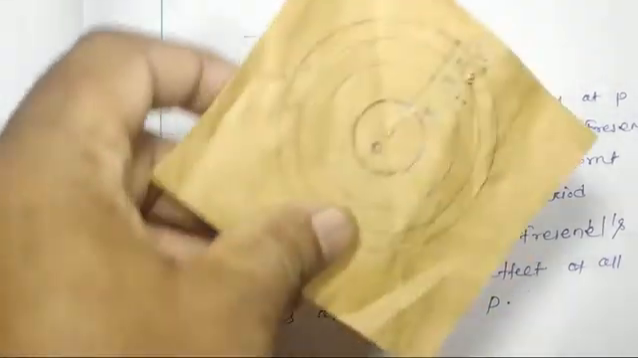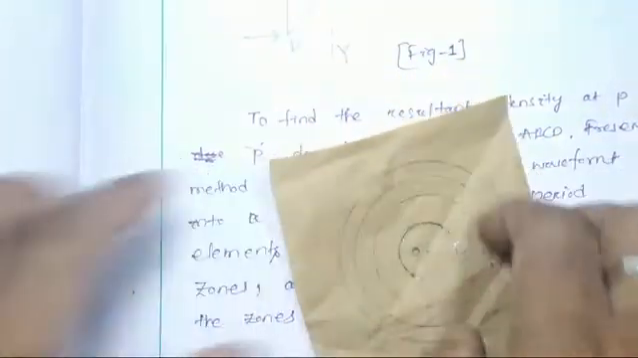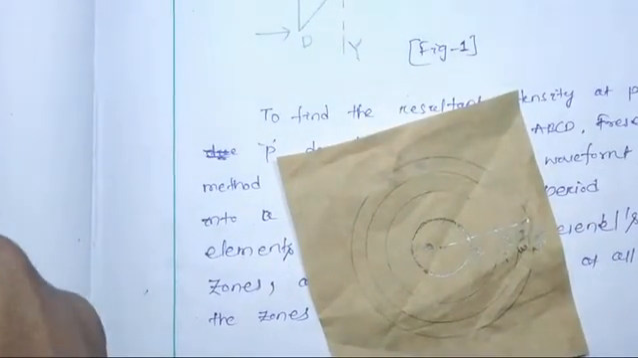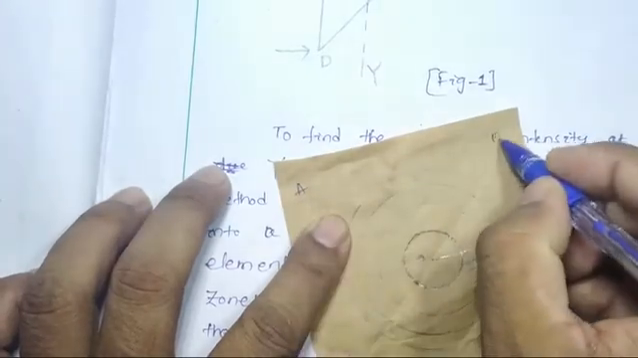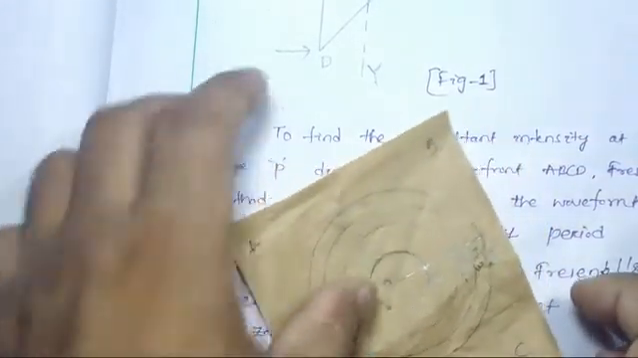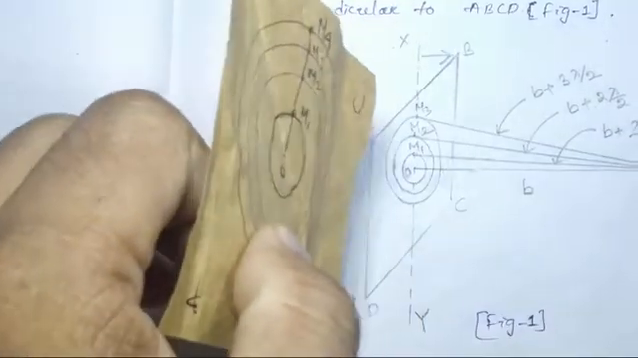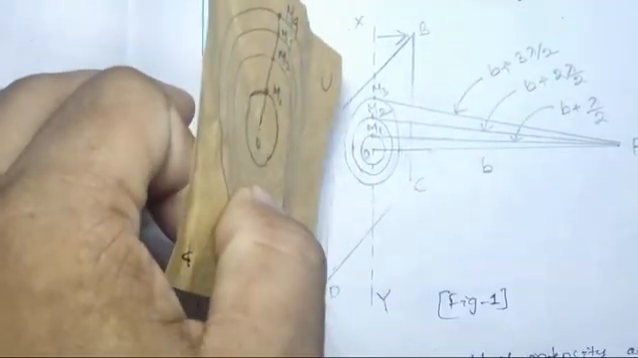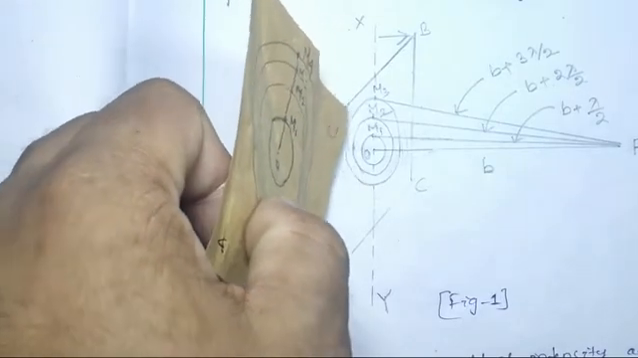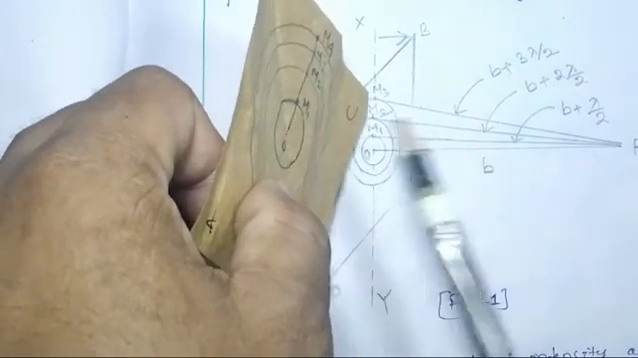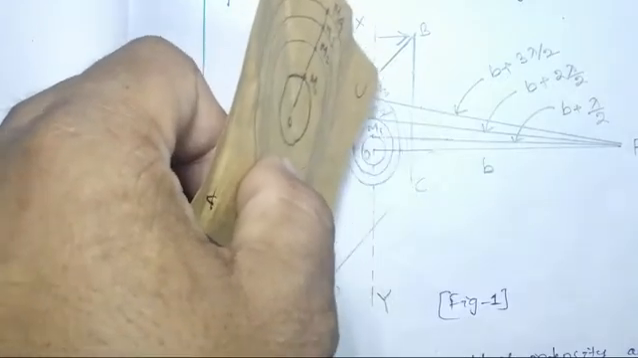That means this is the full wavefront. This is your ABCD wavefront. So whenever this wavefront is moving like this, and due to this wavefront, if we want to find out the diffraction intensity at point P, which is at distance B from this wavefront, what did Fresnel do?